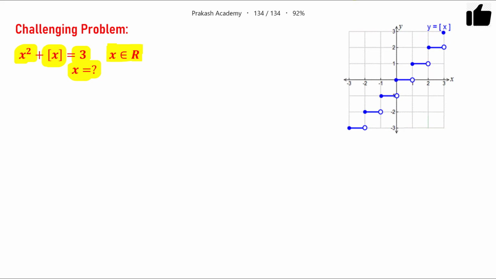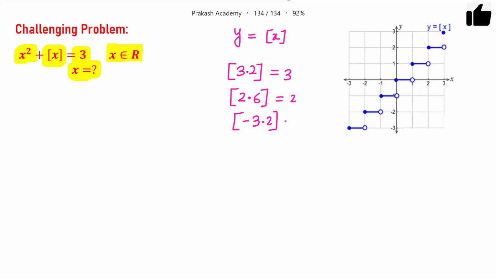Now to solve this problem, you must know what a greatest integer function is. So let us try to understand it. If I say y is equal to greatest integer x, this means I can have different values of x. For example, if I have x is equal to 3.2, then the greatest integer value will be 3. If I have 2.6, then the greatest integer value will be 2. But if I have a negative value, minus 3.2, the greatest integer will be minus 4. If we have minus 2.6, the greatest integer will be minus 3.